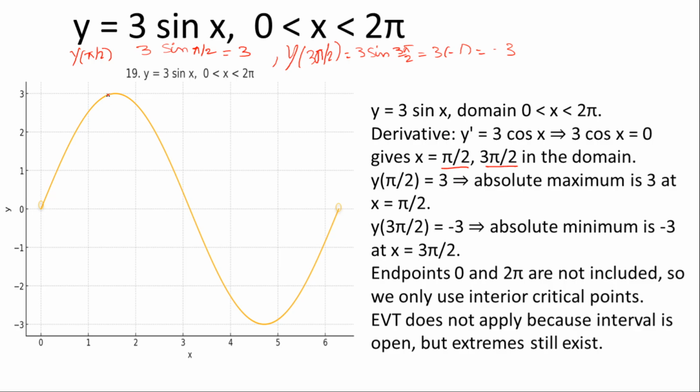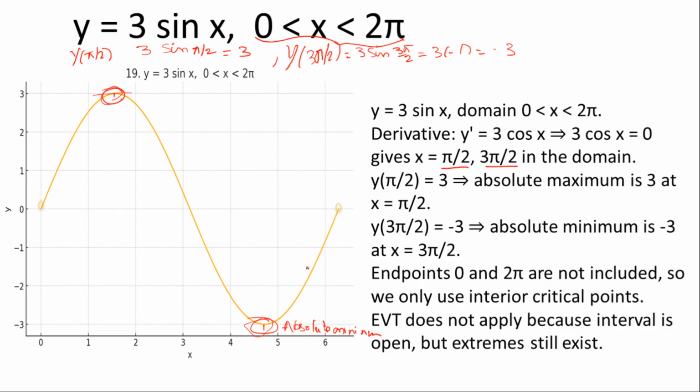At these critical points there is a horizontal tangent. That is the absolute maximum here, where the y value is 3 and x equals π/2. And here x equals minus 3π/2, and the y value is minus 3. This is the absolute minimum. Even though the interval is an open interval, there is an absolute maximum and an absolute minimum also.